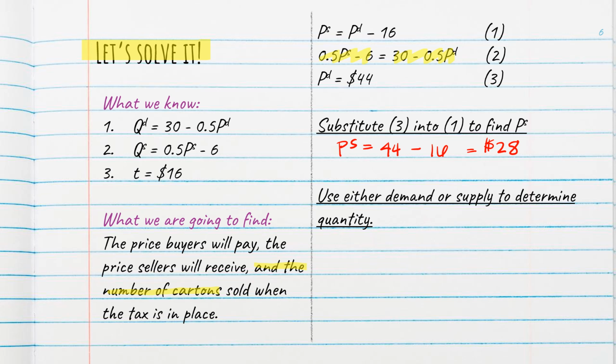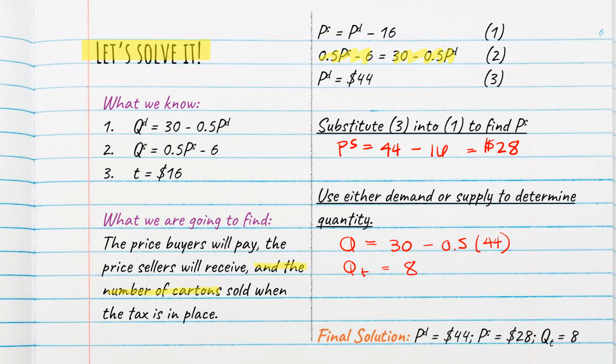I'm going to use the demand curve, but you could use the supply curve. To find the quantity sold under the tax, I have 30 minus 0.5 times 44. 30 minus 22 is equal to 8. So we could say that the quantity sold under the tax is 8. In this case, our final solution is that buyers pay $44, which is $16 higher than what sellers receive, $28, and the total number of cartons of cigarettes sold is 8.